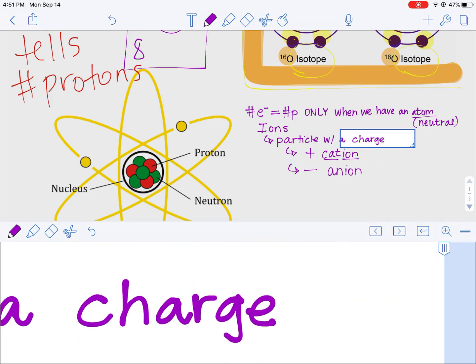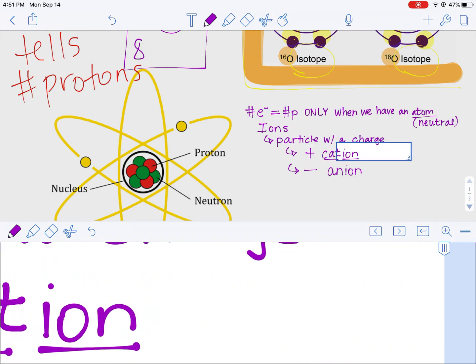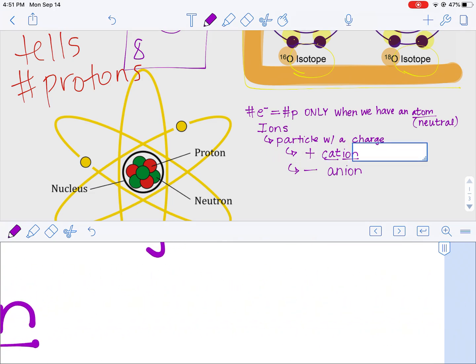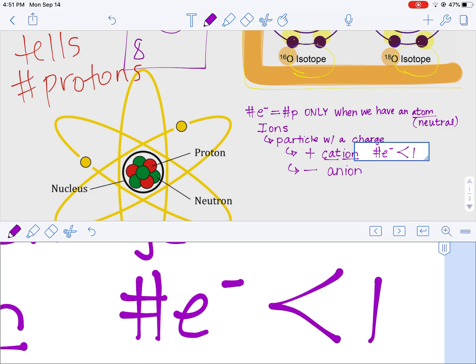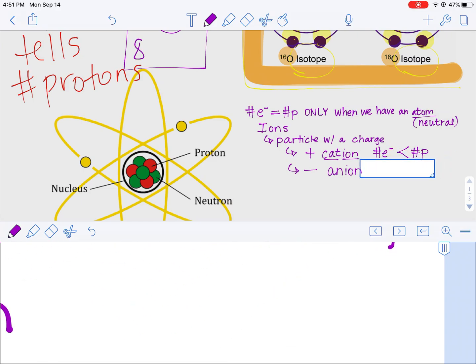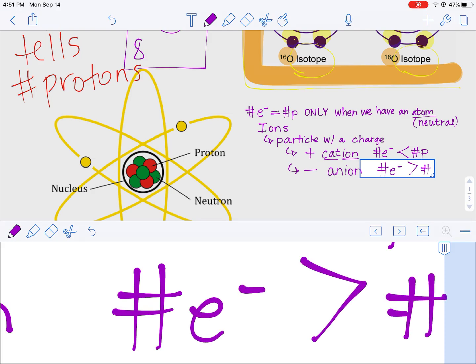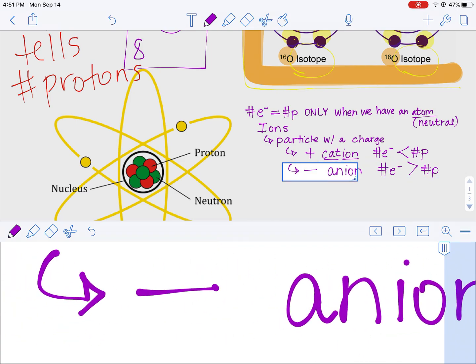Now this overall charge comes from the fact that our electrons are not equal to our protons. Well, electrons are negative, protons are positive, so knowing that if our overall particle has to have a positive charge, that means the number of electrons must be less than the number of protons in a cation, because we need our positive charge to dominate. In an anion, the reverse is true. The number of electrons have to be greater than the number of protons in order for the negative charge to dominate in an anion.